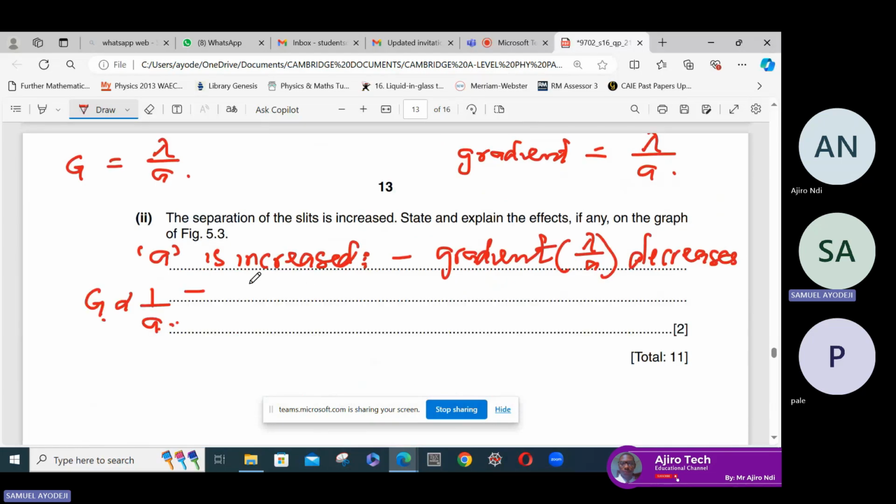Gradient decreases and the second, the graph falls below the original graph. That's all. So the line or graph, anyone. So that should be the reason.